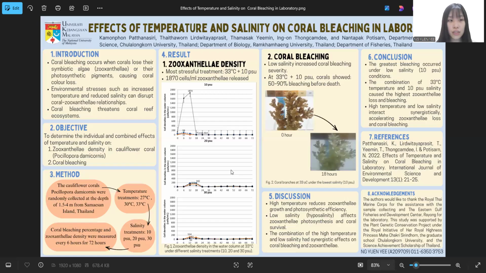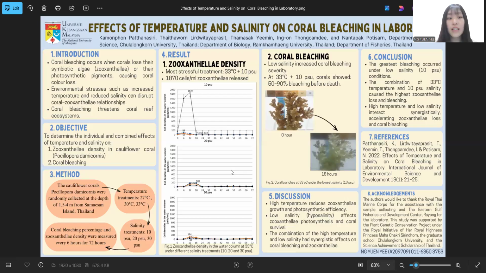These two stress factors do not only act separately, but can have a combined effect on coral survival. The high temperature will reduce the zooxanthellae growth and the photosynthetic efficiency, while the low salinity can further affect zooxanthellae function and coral health. Therefore, when corals experience multiple environmental stresses at the same time, the impact will become stronger.